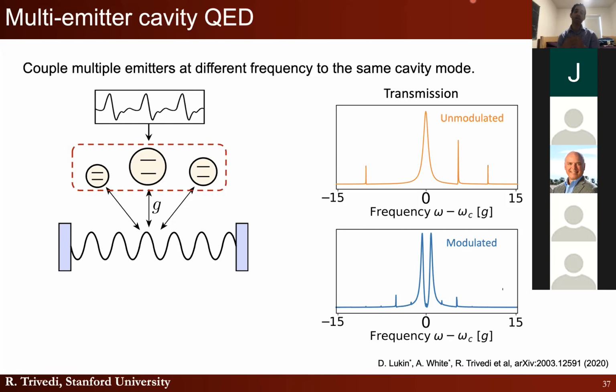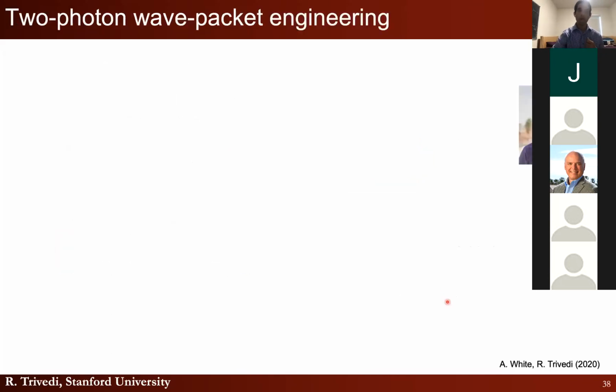So we could actually calculate these modulation waveforms that, when applied on this multi-emitter cavity QED system, showed us transmission spectra which indicated strong collective response. So you see these hybridized polaritonic modes that you often see in these strongly coupled systems with multiple emitters, and that was just appearing because we were modulating the emitter frequencies properly.